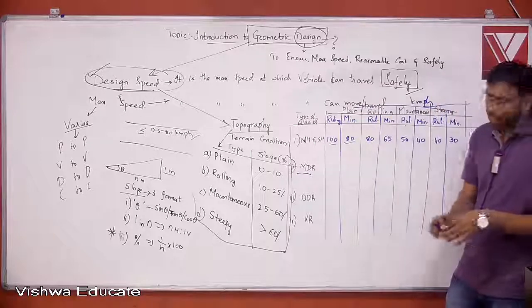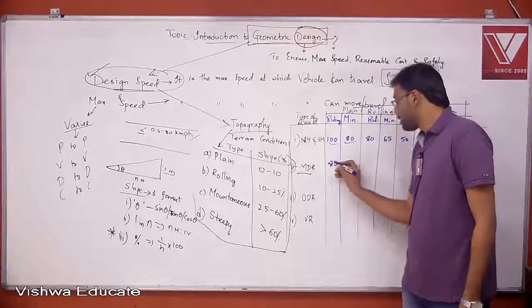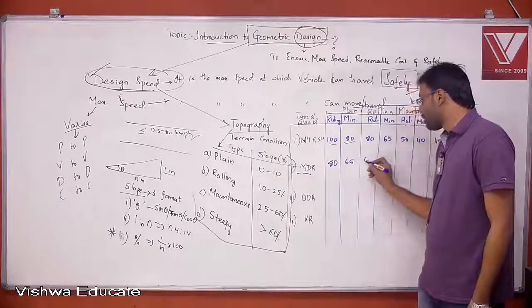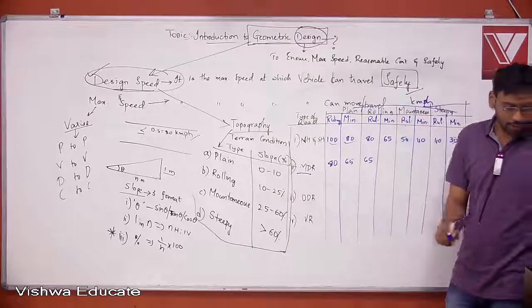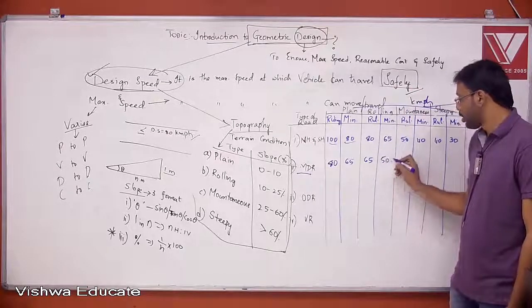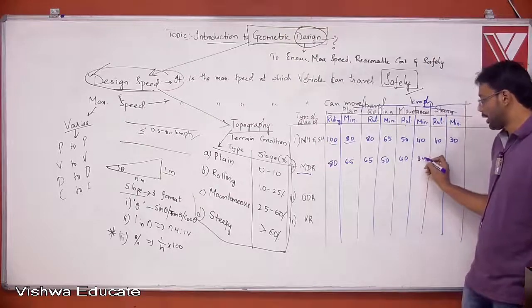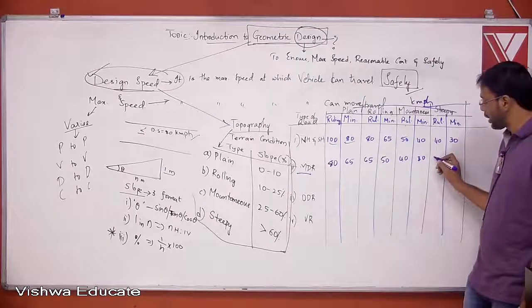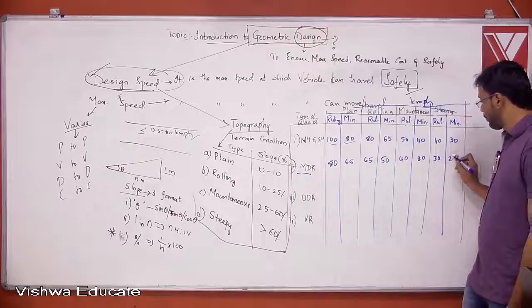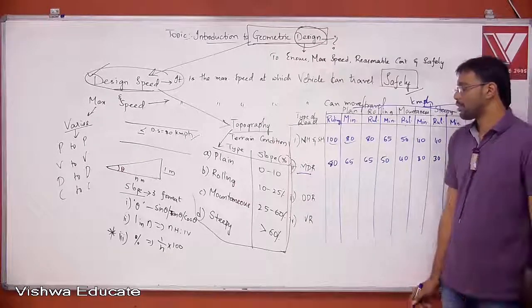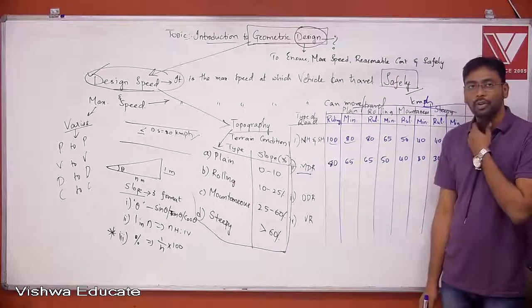So it is 80, 65, 65 and 50, 40, 30 and 30, 20. So these are the design speeds for major district roads.